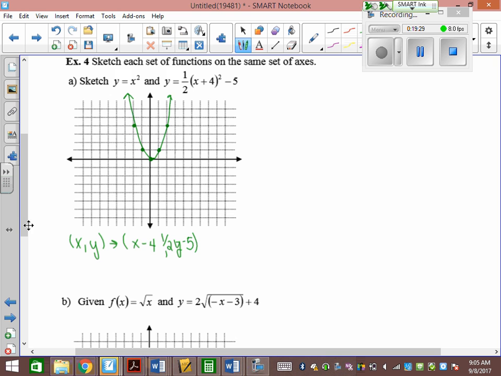So if I plug in 0, 0, I'm going to get 0 minus 4, 1/2 times 0 minus 5. You see how I said before when we just moved them it was easy, but once I put all the stuff together, mapping is the way to go because it's overwhelming if not. So 0 minus 4 is negative 4, and then this cancels, negative 5.